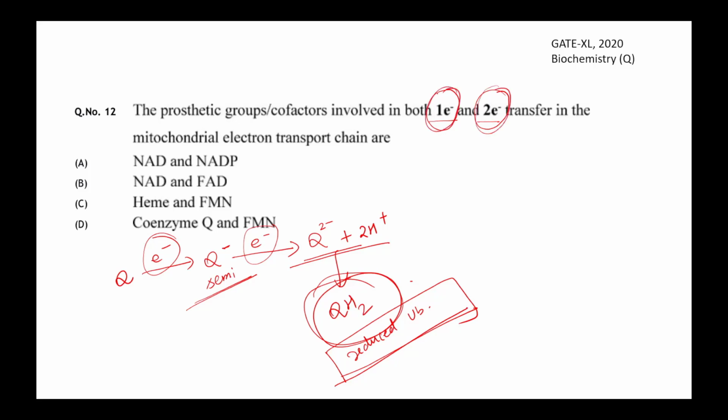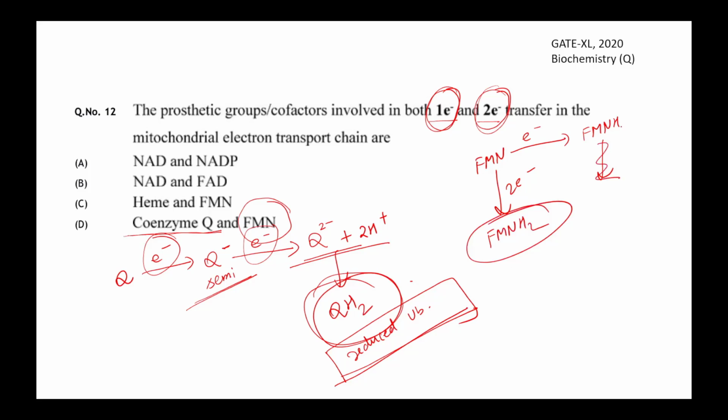two electrons. So in the answer we'll have coenzyme Q, and similarly FMN can accept only one electron, and it can accept two electrons also, producing these two structures. That is the meaning of the question: which prosthetic groups are involved in both one electron and two electron transfer in the mitochondrial electron transport chain. The heme group can only transfer one electron, but coenzyme Q and FMN can transfer one electron as well as two electrons.